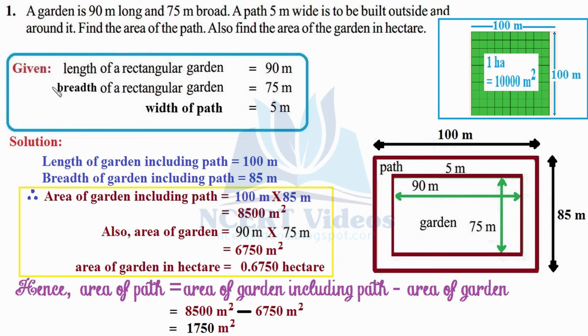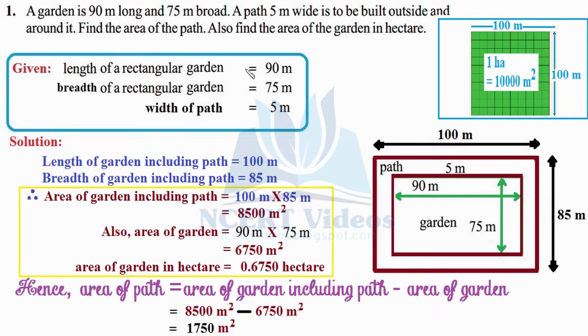We are given the length of the rectangular garden, that is 90 meter. So here this figure encloses the rectangular garden. It has length of 90 meters and breadth of 75 meter. So the same has been represented. And the width of the path, so this is a 5 meter wide path enclosing this garden from all four sides.